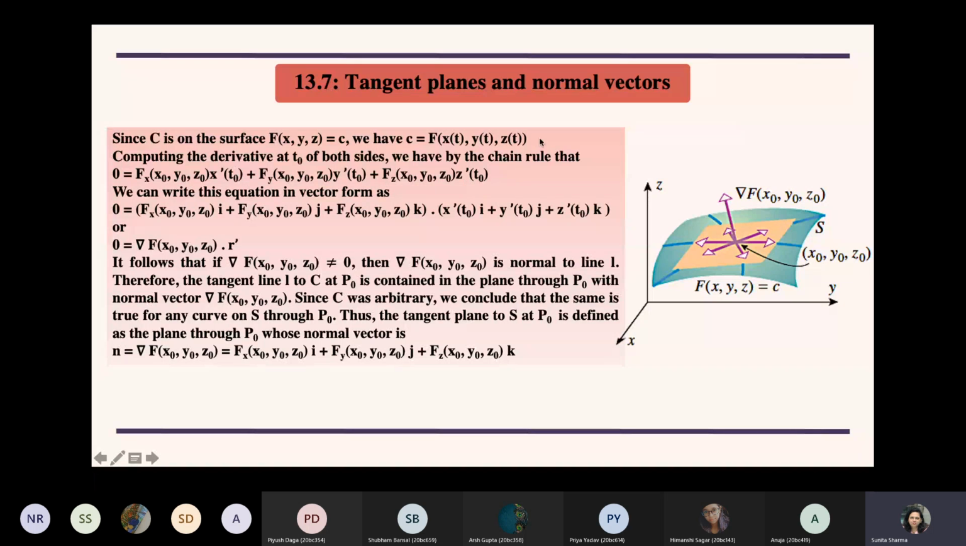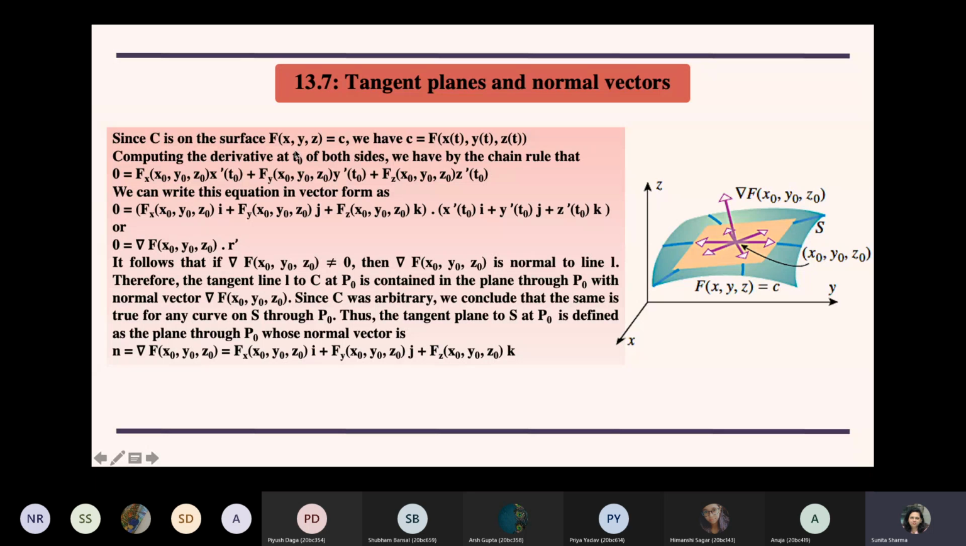You can make the diagram and see f is depending on x, y, z. Each of x, y, z is depending on t. So we are differentiating both sides with respect to t. Okay. So the left side is a constant, so it becomes 0. On the right hand side from the chain rule, we get this expression.